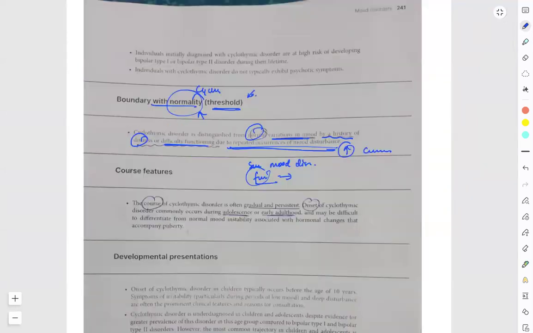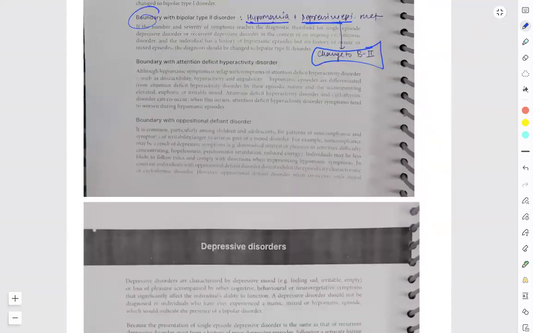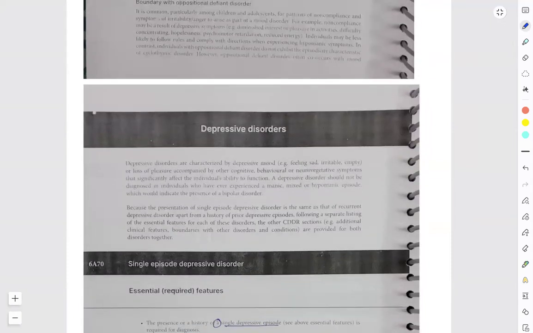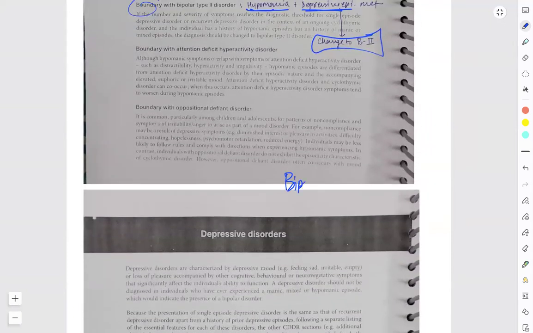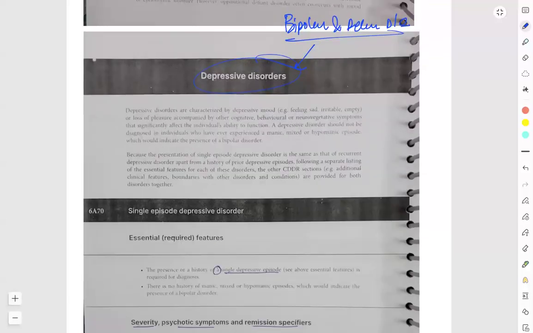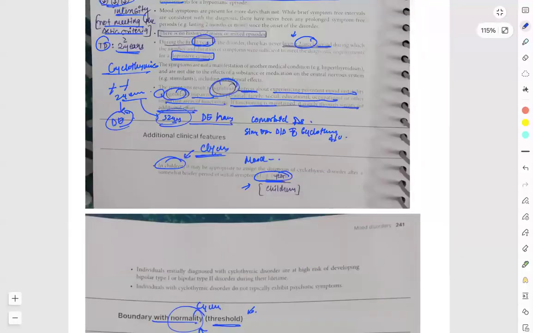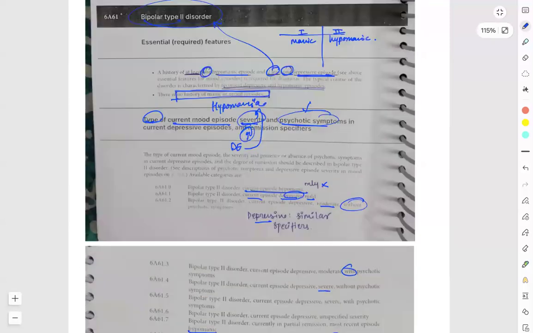All right. So next up, we have completed everything regarding bipolar and related disorders. Now we are jumping into the depressive disorders. So how have they classified depressive disorders? We already discussed the classification of depressive disorders.